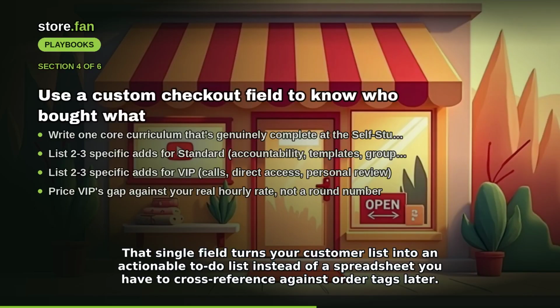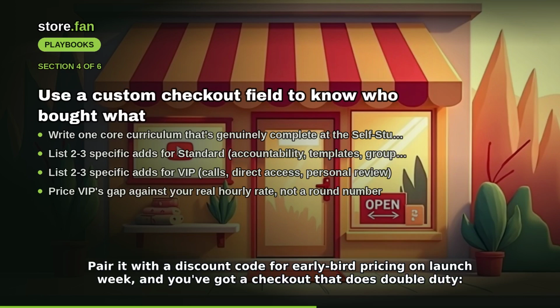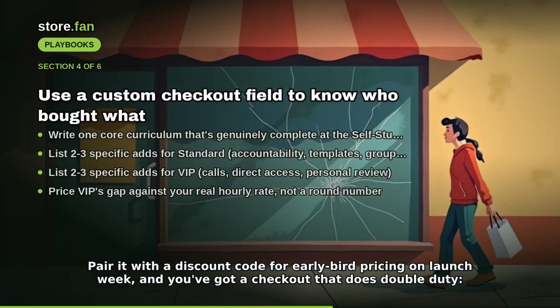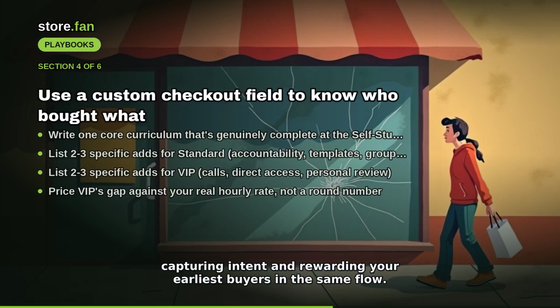That single field turns your customer list into an actionable to-do list instead of a spreadsheet you have to cross-reference against order tags later. Pair it with a discount code for early bird pricing on launch week, and you've got a checkout that does double duty, capturing intent and rewarding your earliest buyers in the same flow.